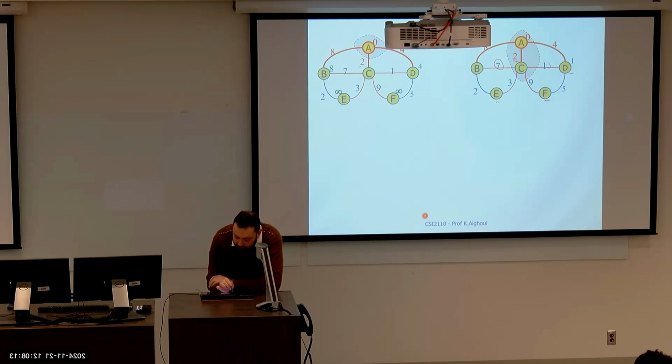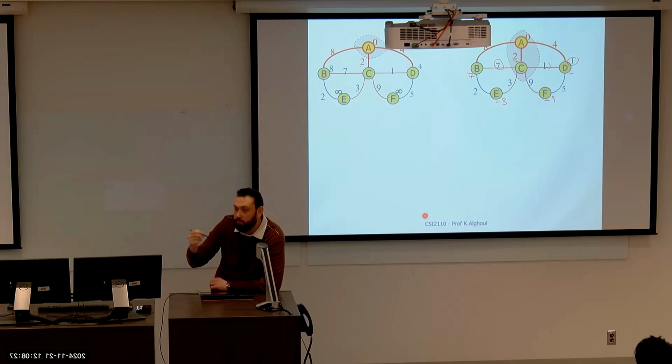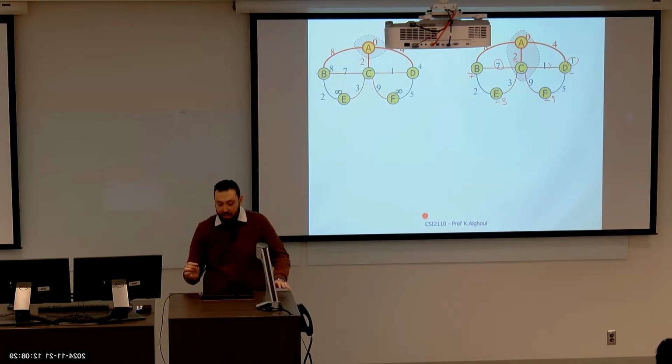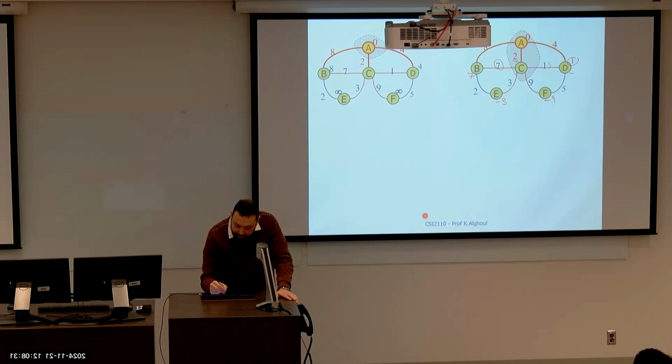So is 1 better than 4? Yes, I updated. Is 9 better than infinity? Yes, I updated. Is 3 better than infinity? Yes. Now, is 7 better than 8? Yes. So in this case, I'm going to update. In Dijkstra, I didn't update the B because I had to add 2 plus 7. As simple as that. In this case here, if I do this, which one is my next step? I have 1, 9, 3, 7. Where should I go?